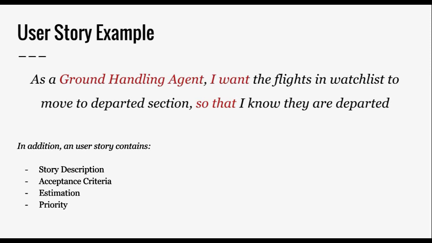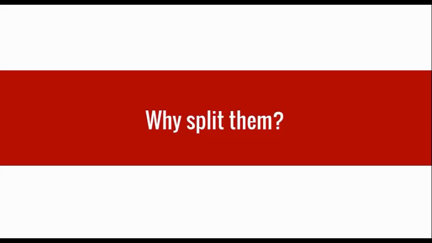In addition, a user story contains a description, a little bit more detail about what is needed from the story, acceptance criteria, which list down the criteria that must be met for the user story to be accepted and put in production, estimation, which gives how big the user story is in terms of development effort, and the priority in relation to the other stories that are on the plate.